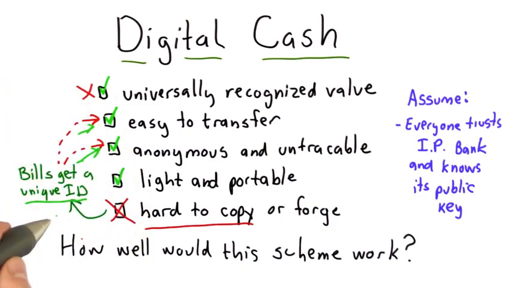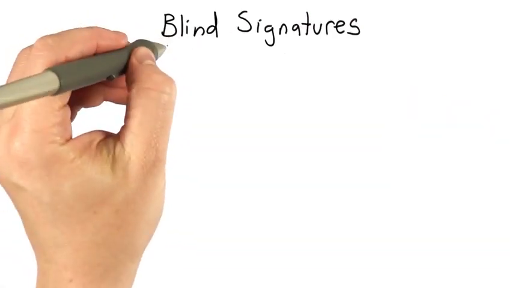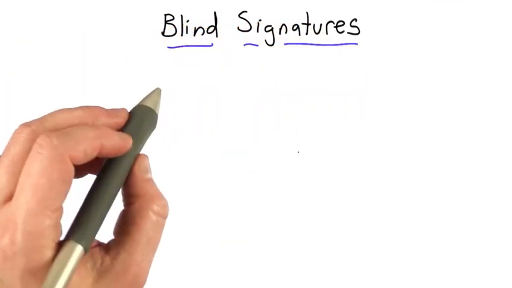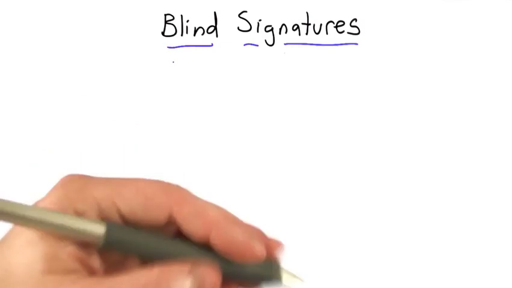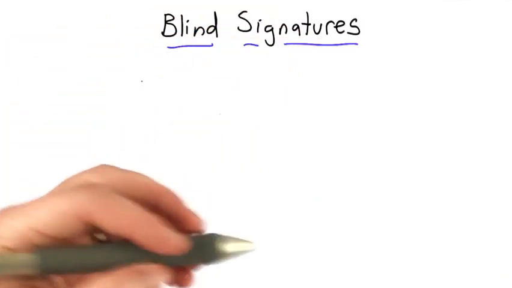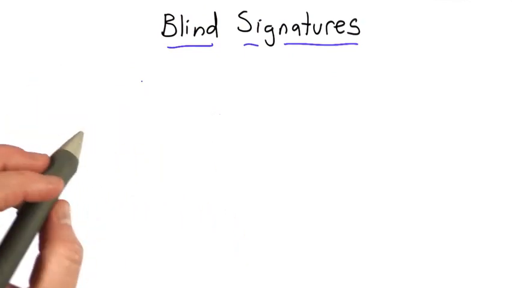The main tool that we need for this is a new cryptographic technique called blind signatures. The solution to this is a technique known as blind signatures. This gives us a way to associate a unique ID with a bill to be able to detect double spending, but doesn't allow the bank to associate the unique IDs on the bills with the person who acquires that bill.